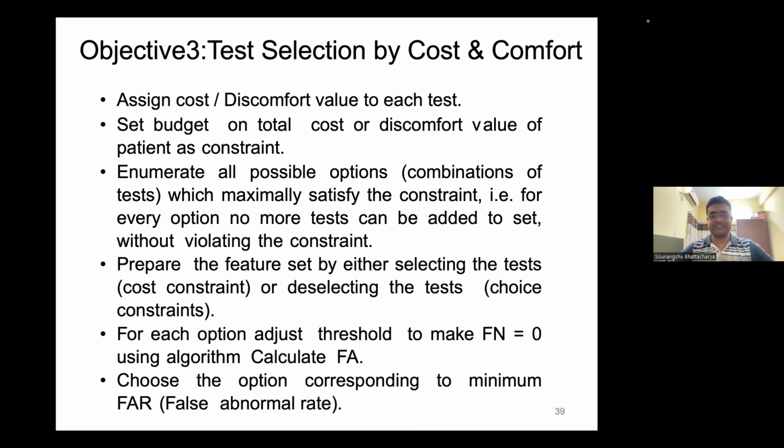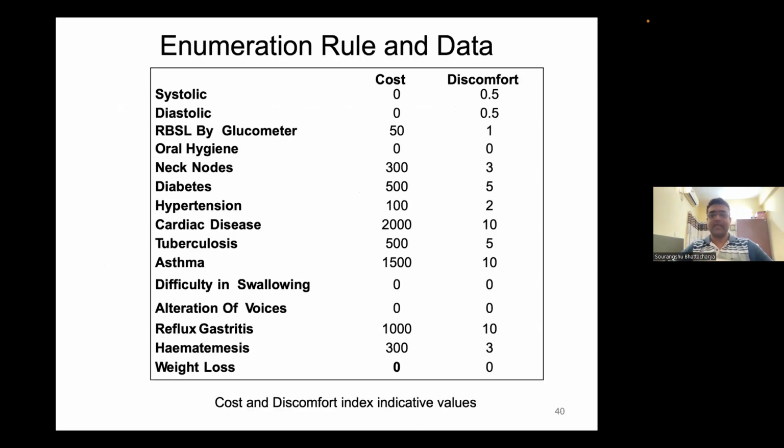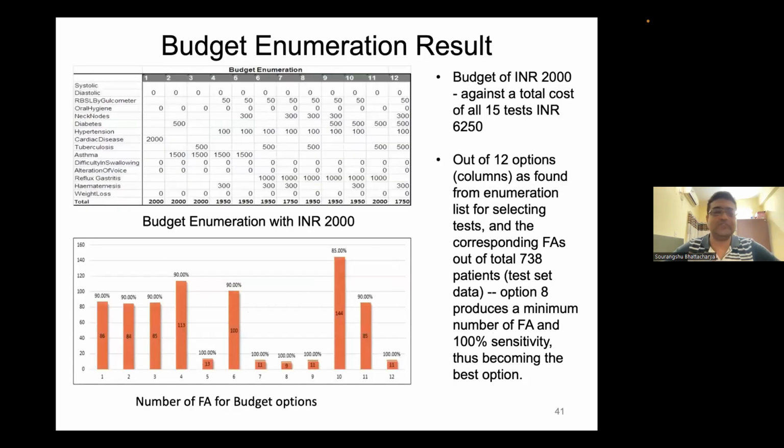So these are basically our steps, and this is the cost and the discomfort factor that we assign. This is just a placeholder, but the methodology is important. Then we do this budget enumeration, where we find the different combinations which are possible within the budget. We have set a budget of 2,000, and we are just checking which tests can be performed, and those features will be available.